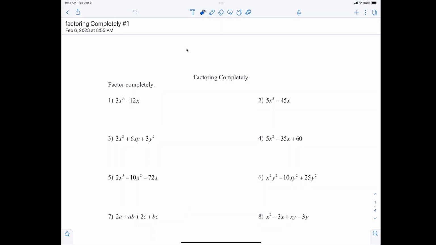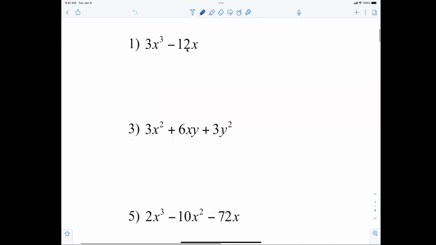I think we're going to have today and tomorrow. We're going to finish this up. I think we're going to have a little review on Wednesday and then a test on Thursday over just the factoring. All right. So with that being said, the first thing is we're going to go down the page.